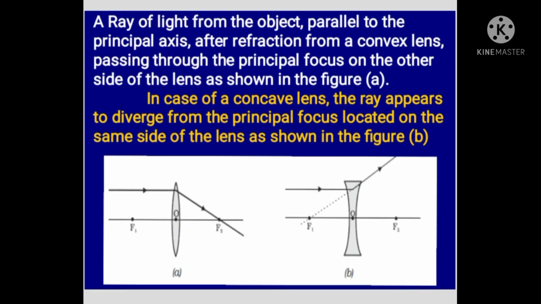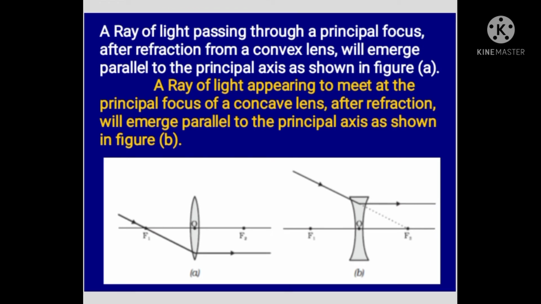Our first case is as shown in the figure. A ray of light from the object parallel to the principal axis, after refraction from a convex lens, passes through the principal focus on the other side of the lens. In the case of a concave lens, the ray appears to diverge from the principal focus located on the same side of the lens, as shown in the second figure.